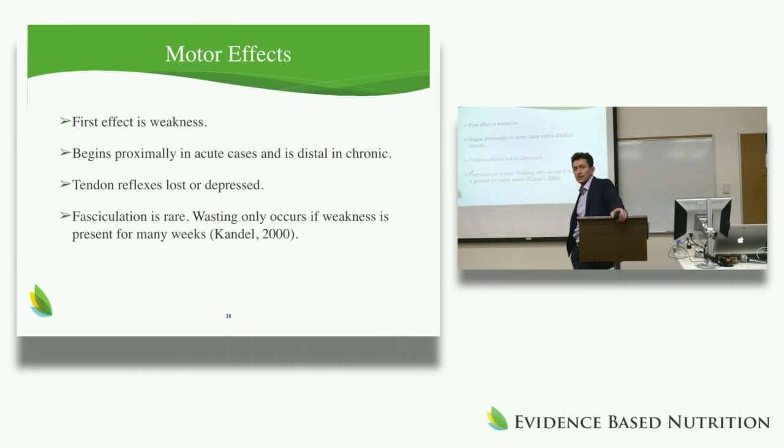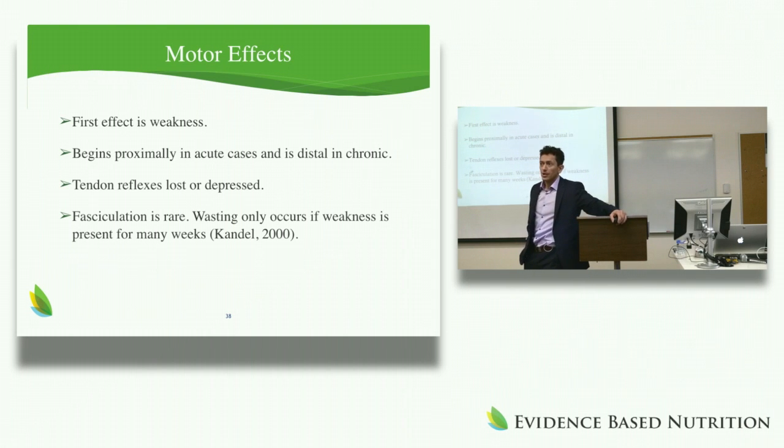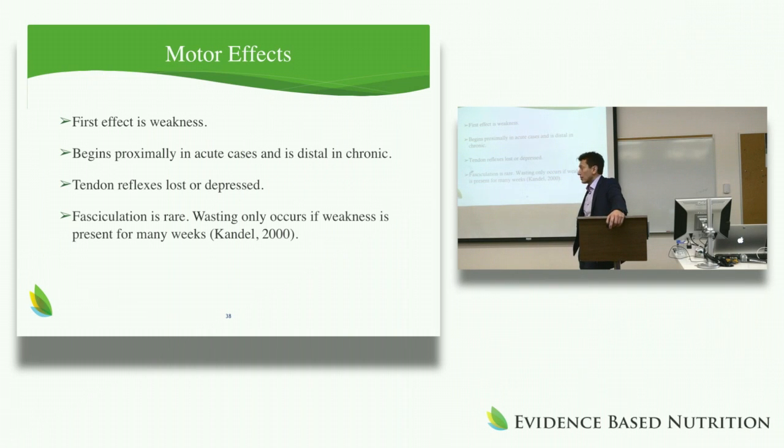And why is that? Anybody want to guess? The motor fibers are big. They're larger. They have more energy demands. If there's something like an ischemia from a compression affecting a nerve, the first thing that's going to happen is you're going to lose energy production in those big nerves, and they're going to start to falter. So always remember, by the time they come to you with symptoms, they've been suffering from this for a long time. Wasting only occurs if it's been present for extended periods.